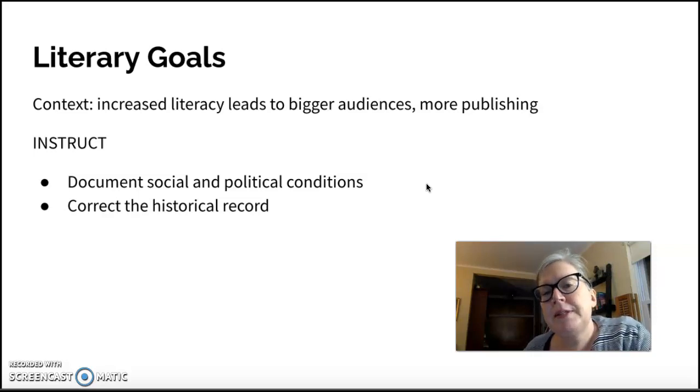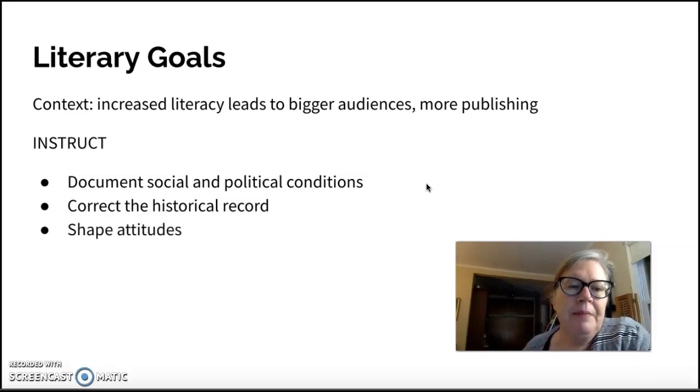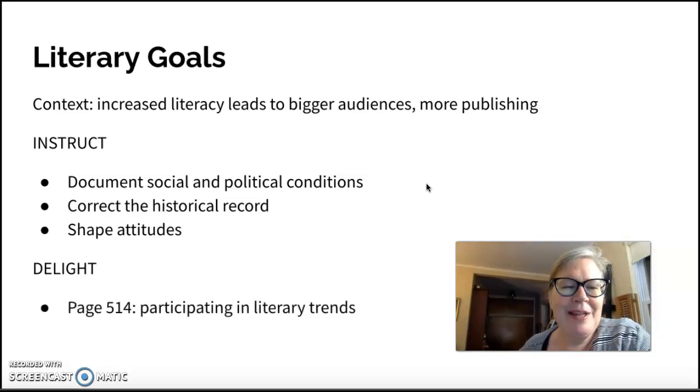Now, remember, we see this in slave narratives as well, how Douglass and Jacobs were working to address the stereotypes and the propaganda, the pro-slavery propaganda machine. But they also wanted to shape attitudes as they instructed. And of course, they also wanted to delight. They also wanted to entertain their audience. This is why they chose creative outlets, perhaps. They were participating in the literary trends of the time.